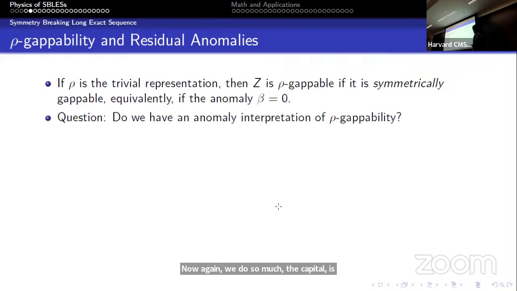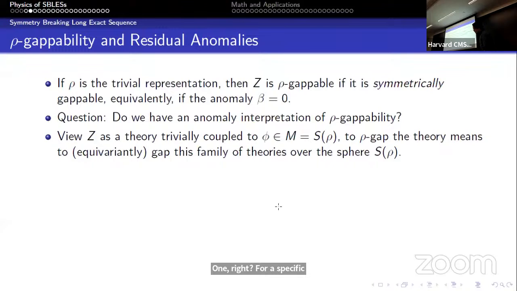Good. So now this inspires a question. If rho is the trivial representation, we understand that it's just asking for the anomaly to be zero. Is there an anomaly interpretation for a general representation rho, for a specific symmetry breaking pattern? And the answer is yes. Here's how we can think about it.